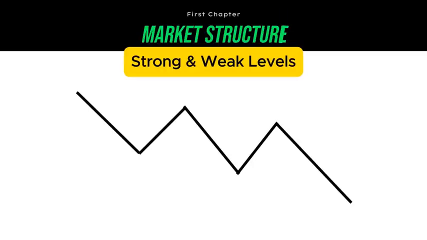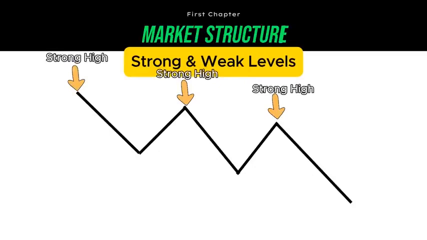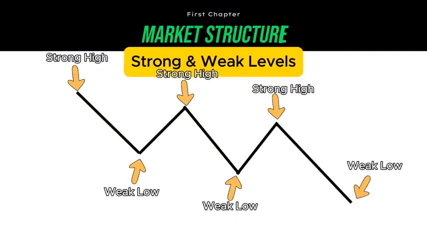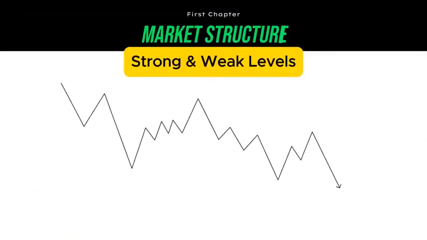price action, price going down, pull back up, then breaking the lows. So the strong levels are the levels that don't break, and they are these levels, they are strong highs. And the weak levels are the price levels that do break, and they are these, so they are the weak lows. On a more complex price action, the direction is the same.